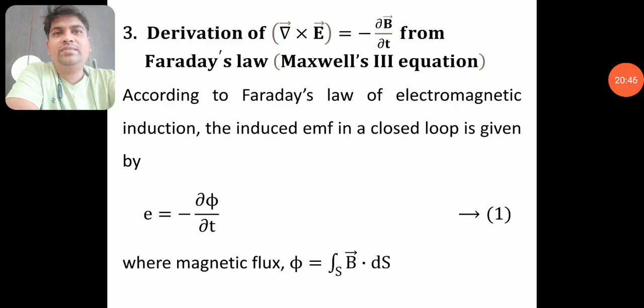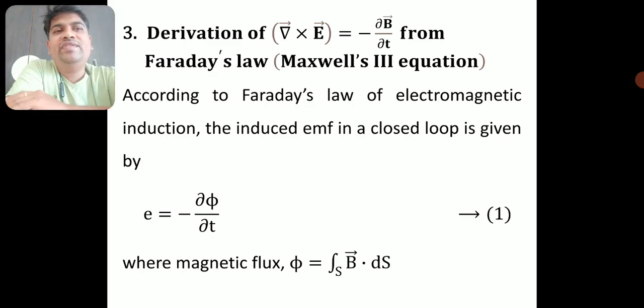Next is Maxwell's equation, the third Maxwell's equation. I am going to derive this: curl of an electric field is equal to minus dou B by dou t, where B is the magnetic field. The curl of an electric field is equal to the negative differentiation of the magnetic field. This I am going to derive with the help of Faraday's law.